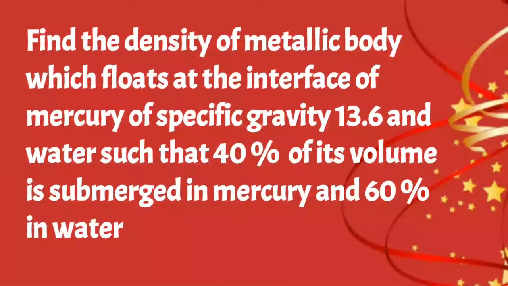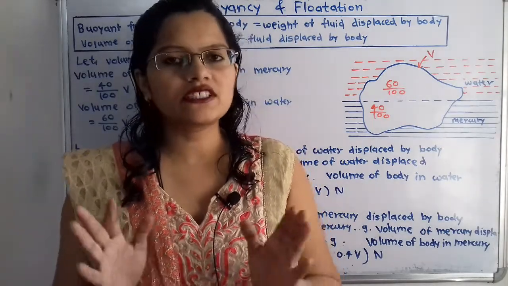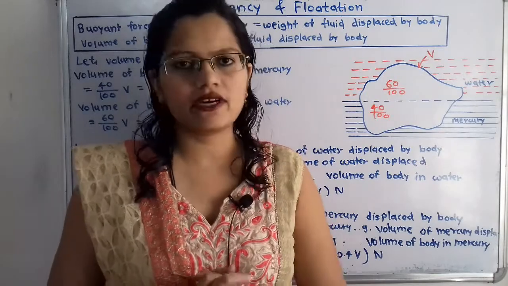Find the density of metallic body which floats at the interface of mercury of specific gravity 13.6 and water such that 40% of its volume is submerged in mercury and 60% in water. So this was the given question. Now we will first understand what is the diagram related to given data.